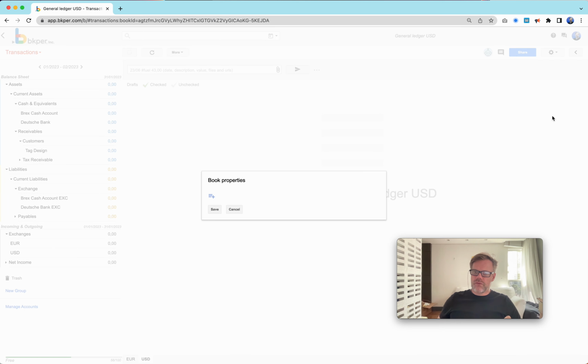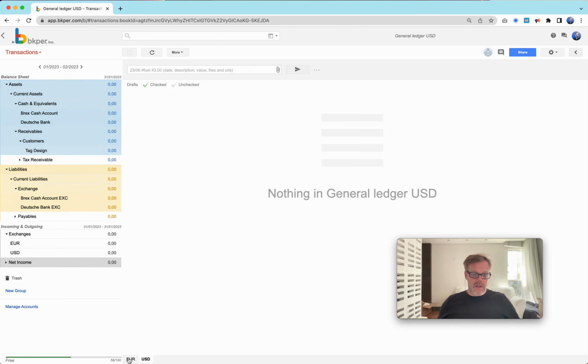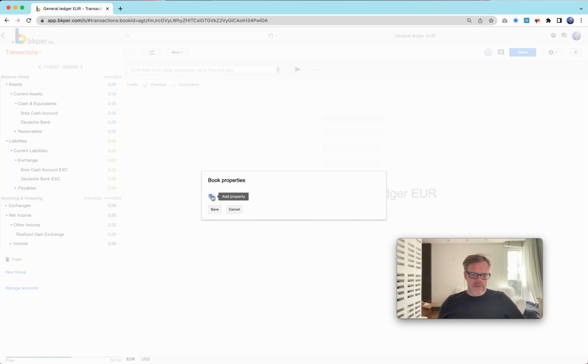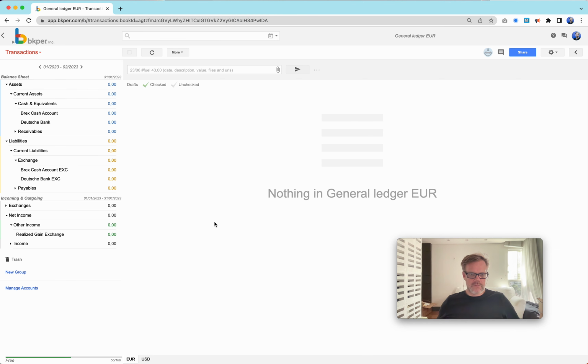So for the Exchange bot to know what currency it's working with, you have to put in the book properties the exchange code. So I'm on the US dollar book and here I have to put USD. I'll do the same on the euro book. So the exchange code here is euro. There you go. Okay, so far one installation and one book properties.